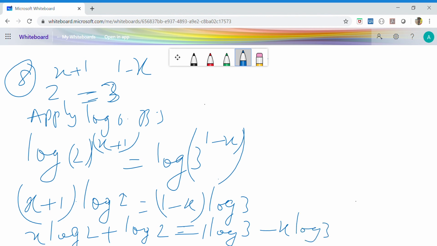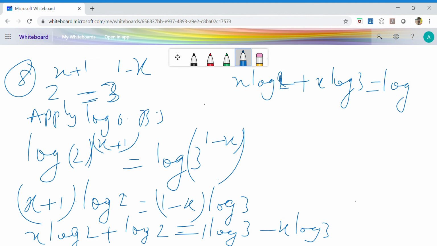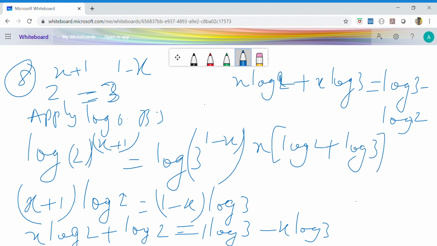So now variable separable. That means x terms one side and other terms one side. So here x log 2 is there. Minus x log 3 becomes, by transposing to the LHS, plus x log 3. It is equal to log 3 is here itself and in the RHS minus log 2 it will become. On simplification, x can be taken as common: x into (log 2 plus log 3).